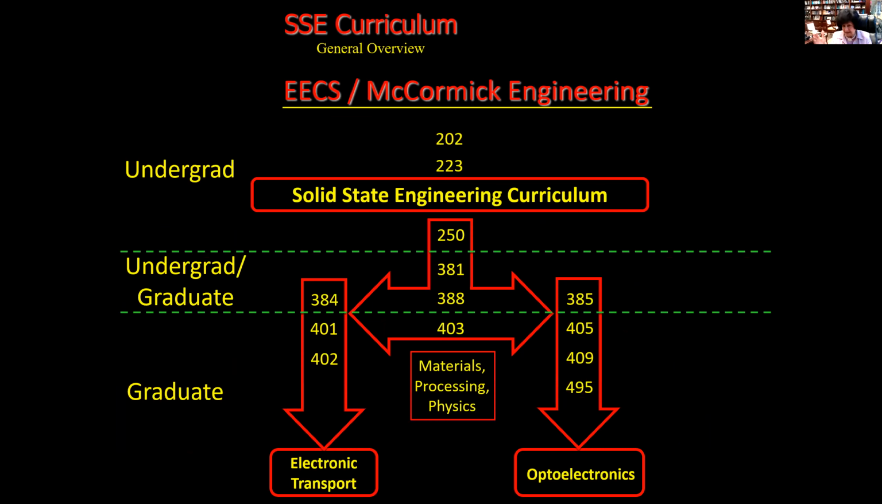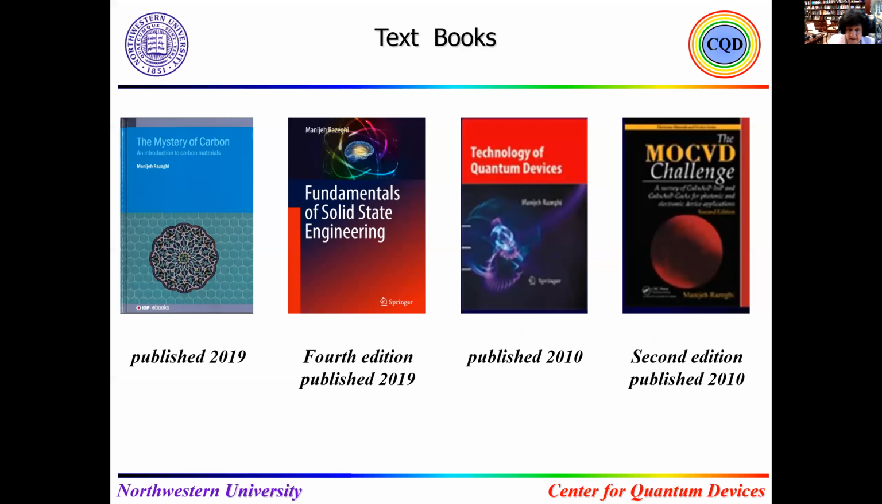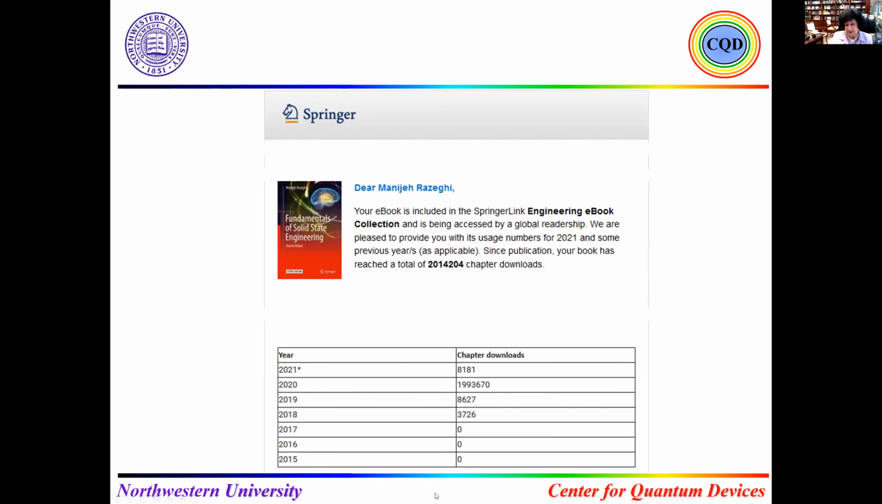Everything was, and still is, mostly about silicon, so I created that to bring the III-V semiconductors. I created at the same time different textbooks, and the most important one, Fundamentals of Semiconductor Engineering, that the fourth edition, as you can see here, came out just last year, and more than 2 million chapters have been downloaded. It means that it's very timely.